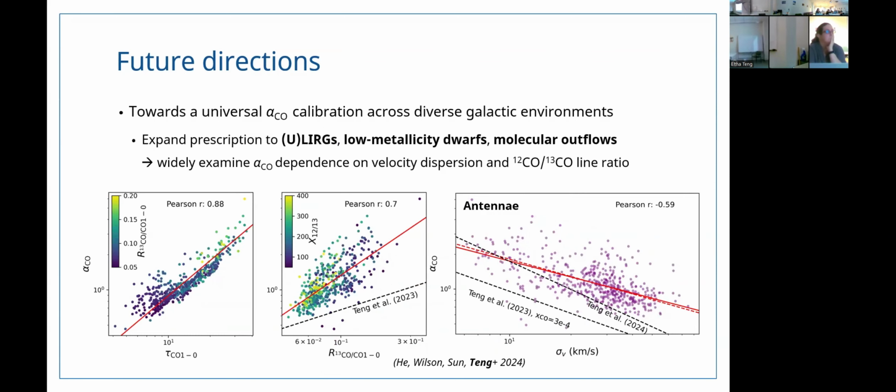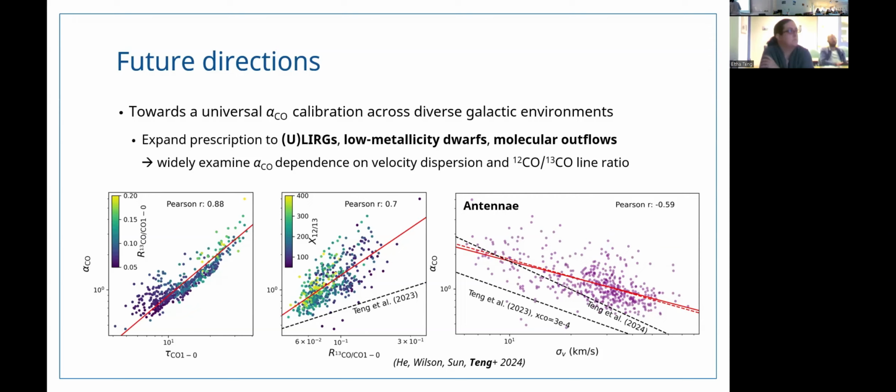And another direction I'm very excited about is to extend our current prescription to cover even more extreme environments, like covering down to low metallicity dwarf galaxies, or even the molecular outflow regions. So recently, we have already expanded my multi-line modeling code onto more extreme systems like the starburst merger Antennae. What we found is that there is a singularly tight correlation between alpha CO and optical depth.